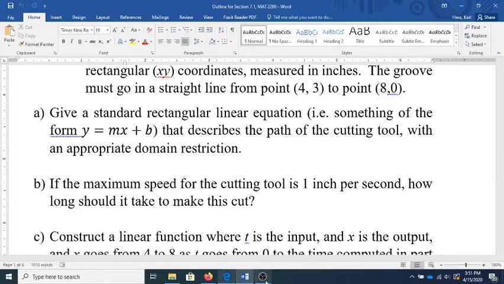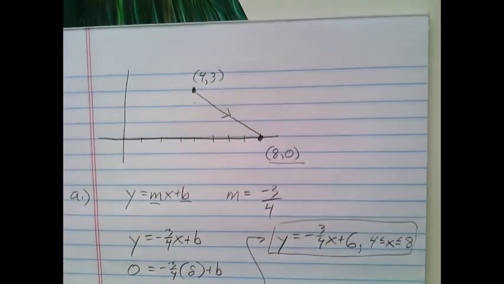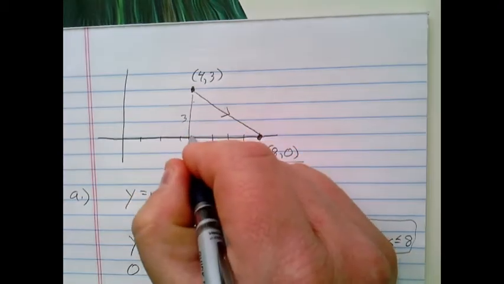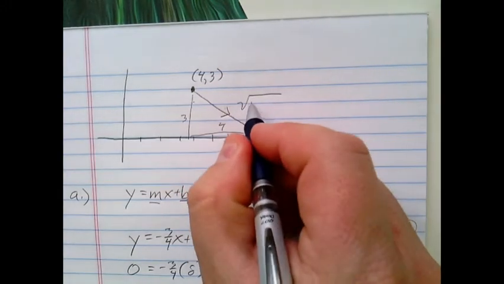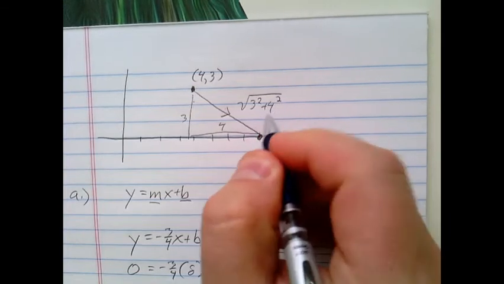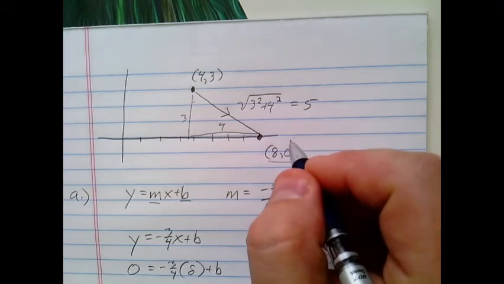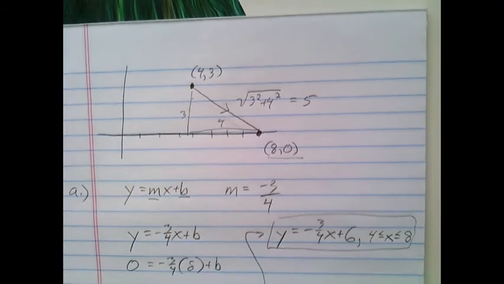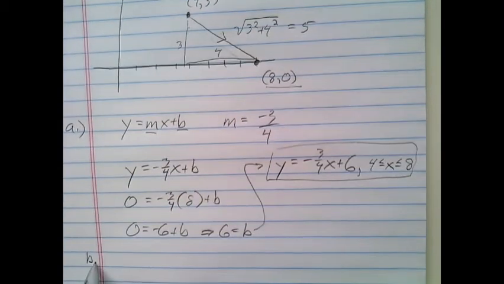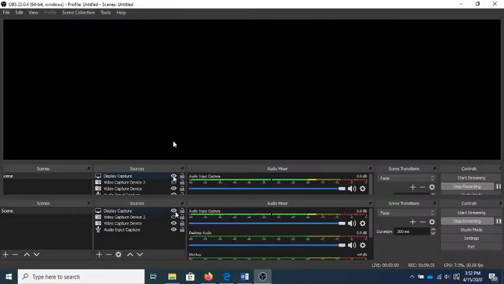So let's think about this again. We're supposed to go 1 inch per second. We're going down 3 and over 4. So if I apply the Pythagorean theorem, I can say that the length of this side is the square root of 3 squared plus 4 squared, and that simplifies to 5. So if I want to go 1 inch per second and I'm covering a distance of 5 inches, then I guess I better take 5 seconds to make this cut. So that's my answer for part B: 5 seconds.